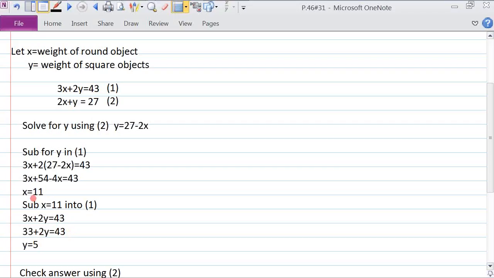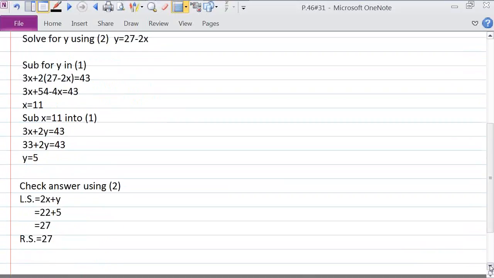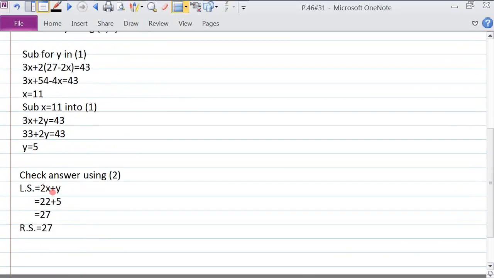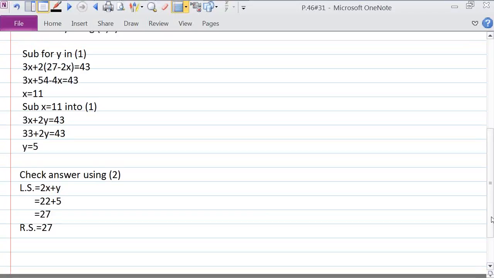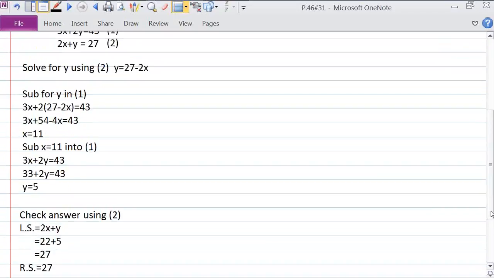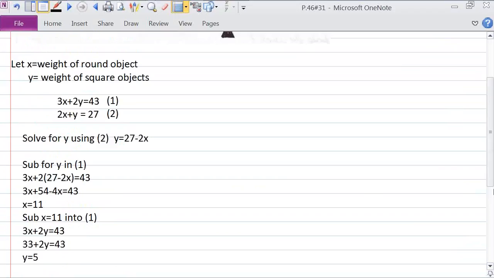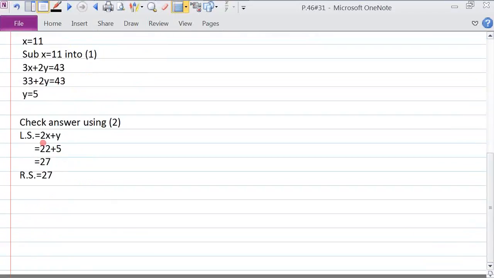So I now know that the round object has a weight of 11 and the square object has a weight of 5. Let's check the answer using equation 2. Equation 2, let's just take a look at it right over here. 2x plus y equals 27. So 2x plus y on the left side. We said that y was 5. X was 11. So 2 times 11 is 22. Y is 5. 22 plus 5 is 27. The right side of the equation is 27.